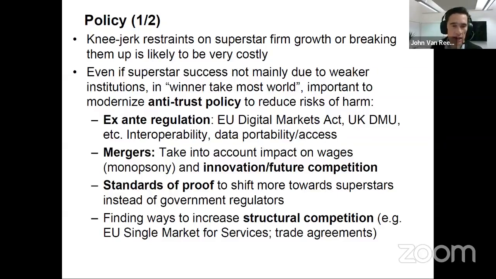to make the structural conditions for competition stronger. When we think about mergers, we need to take into account the impact on innovation and on future competition. Too much of merger assessment is backward looking rather than forward looking. And we also need to think about whether it's going to help create monopsony. That's an important factor when we judge a merger. I think we need to shift the standards of proof more towards the firms instead of putting all the burden of proof on government regulators. It's very hard to prove a merger is going to be anti-competitive in these kinds of high-tech industries, but I think we have to take a more rule of reason type of approach.